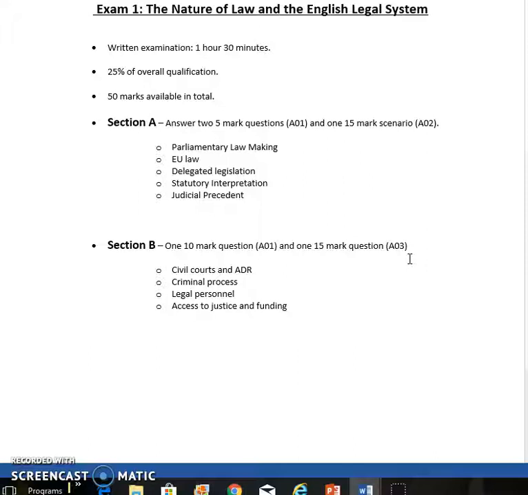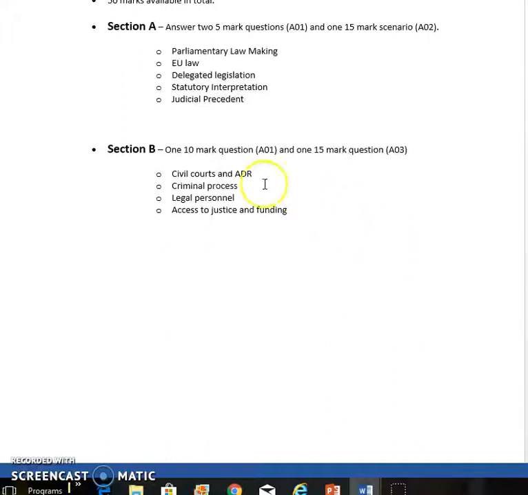Topics that could come up in this section are civil courts and ADR, criminal process. Now this is a very large topic that includes bail, sentencing, etc. Legal personnel, again another fairly large topic where you're looking at barristers, solicitors, the judiciary and also lay persons, and access to justice and funding.